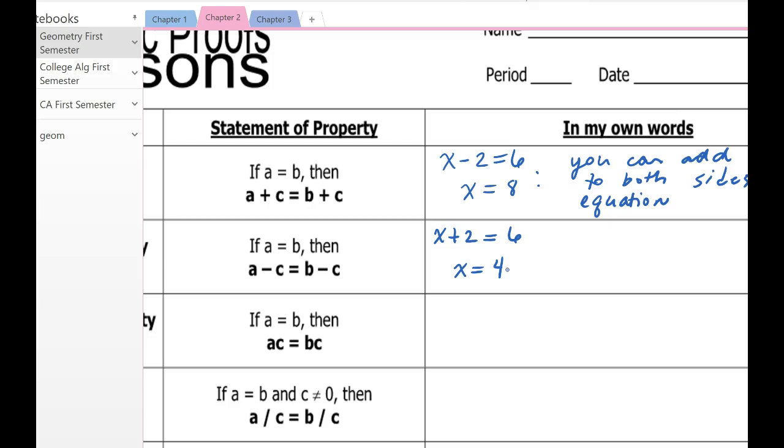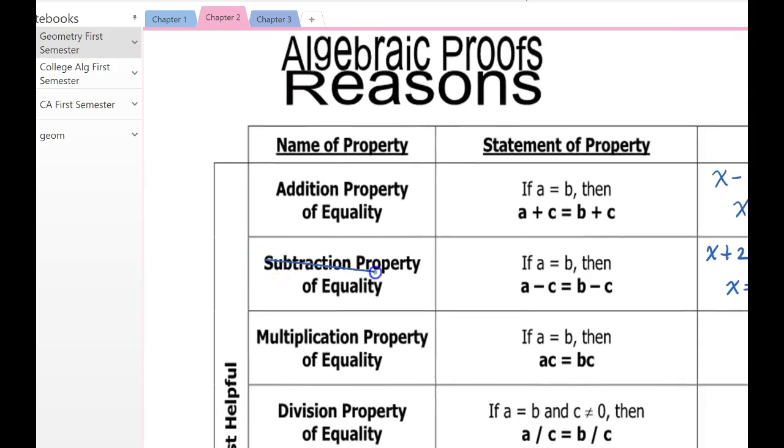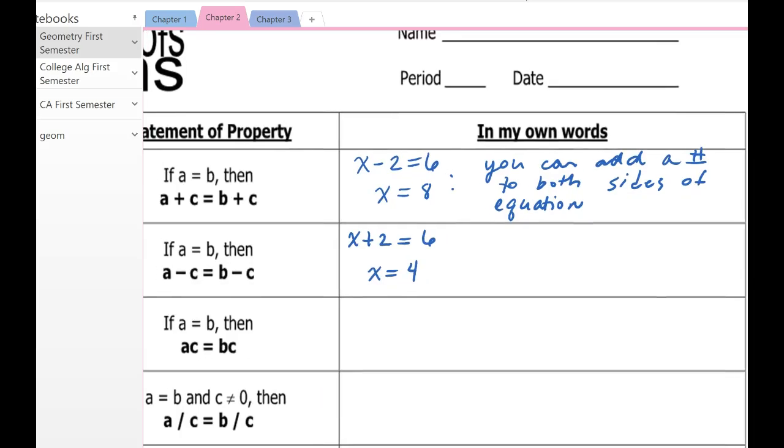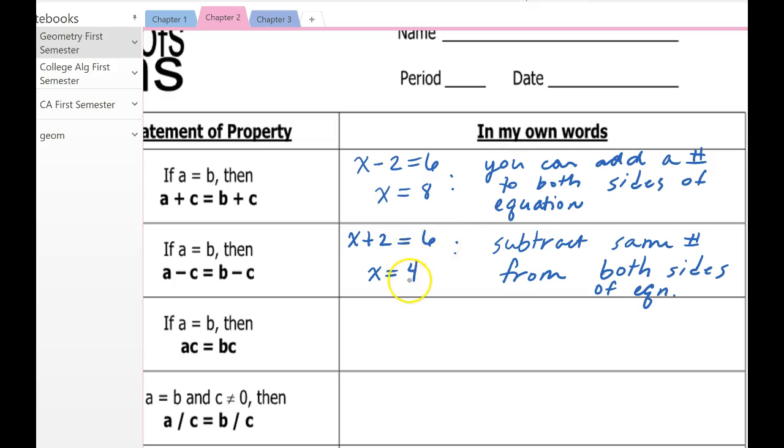So in your own words, write how you would remember that property. It's called, again, the subtraction property of equality. So in my own words, I would just say the subtraction property allows me to subtract the same number from both sides of an equation. So subtract same number from both sides of the equation. Notice how it's still a conditional? It's a conditional because you have an if. You have an equation. You're using a property to help you reach the then. Then x equals 4.